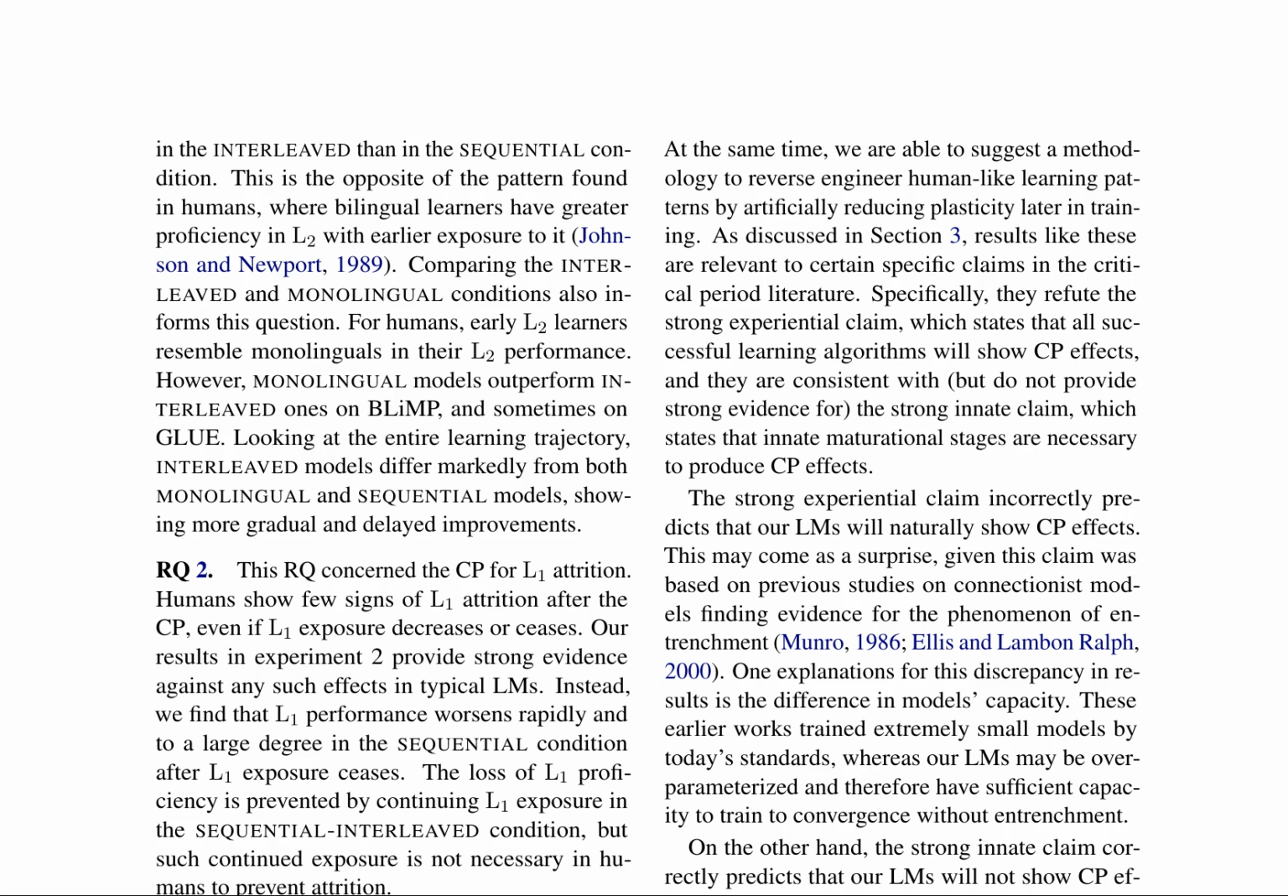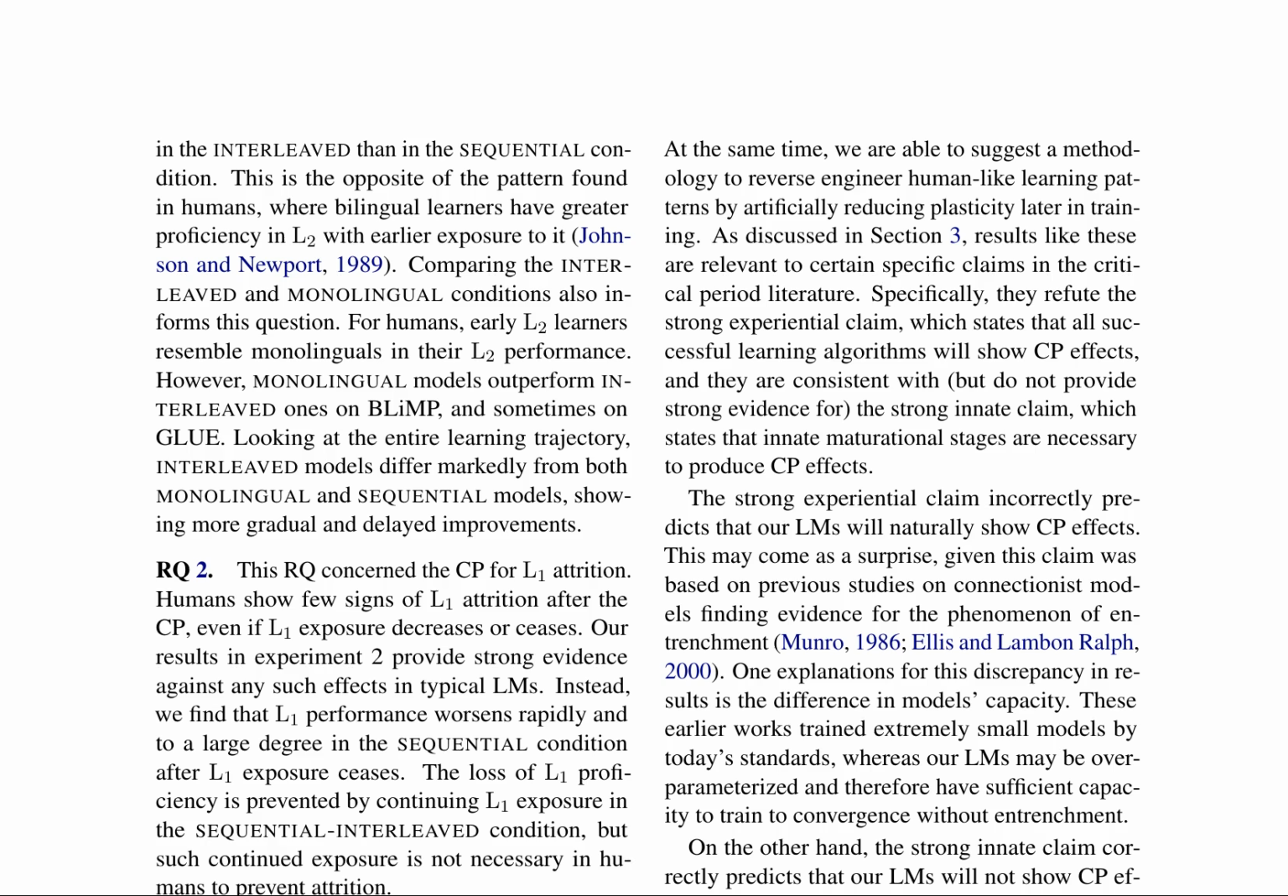The researchers conducted a comparative analysis of language models under three conditions: interleaved, sequential, and monolingual. The results showed that interleaved models exhibited distinct performance patterns, characterized by more gradual and delayed improvements, differing significantly from monolingual and sequential models. Notably, interleaved models outperformed sequential models on certain tasks, contradicting the human language acquisition pattern where early exposure to a second language typically leads to greater proficiency.